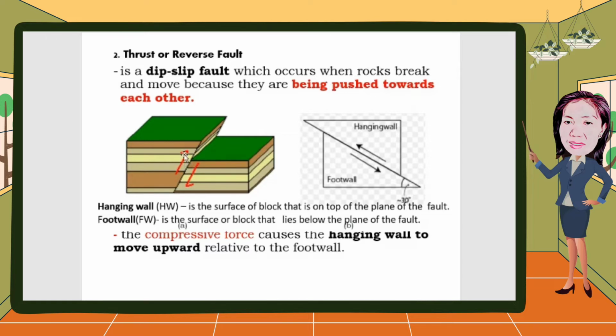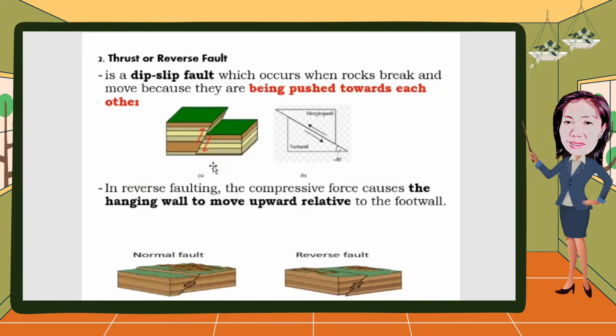So what caused this formation of reverse fault? This is because the two plates are pushed towards each other. Okay. So in the reverse fault, the compression force causes the hanging wall to move upward relative to the foot wall. So this is the picture of a normal fault. This is the reverse. So normal, medyo nagbaba ang hanging wall. Ang reverse, i-up ang hanging wall.